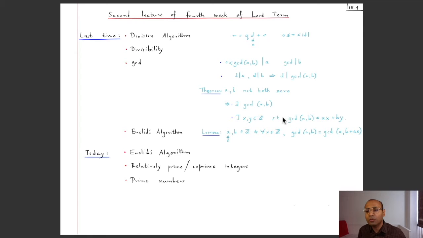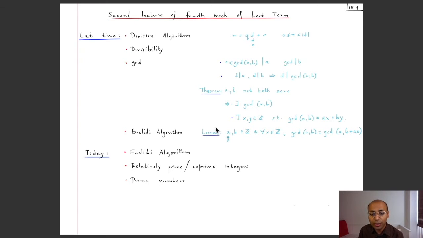This equation is called the Bezout equation, and we saw that it has lots of solutions. Then we discussed Euclid's algorithm in a specific example. So this was based on the following lemma. This lemma says that if you have two integers a and b, where a is not equal to 0, then no matter which integer x you take, the greatest common divisor of a and b is the same as the greatest common divisor of a and b plus ax. So to this b, I can add any multiple of this a, and the GCD does not change.